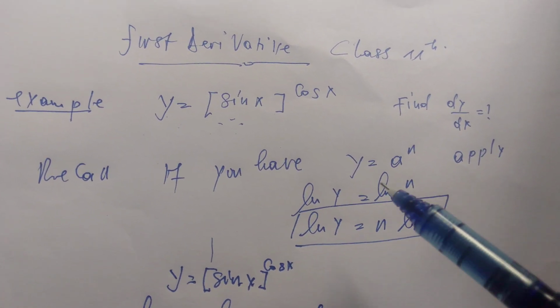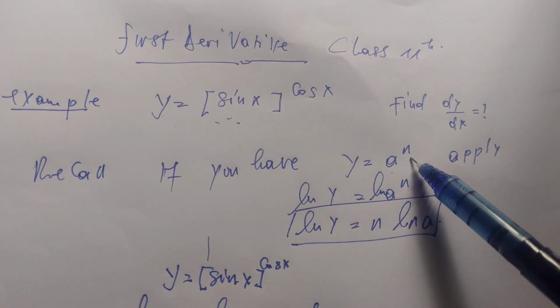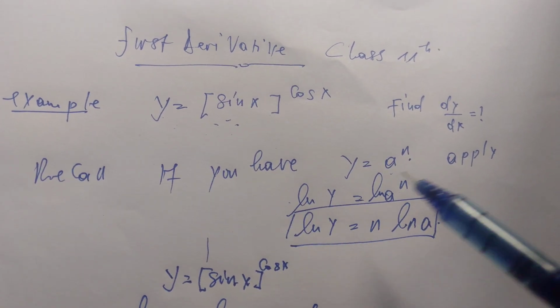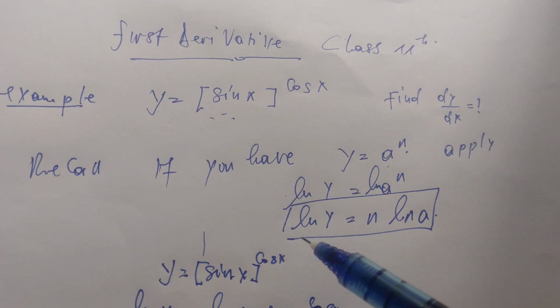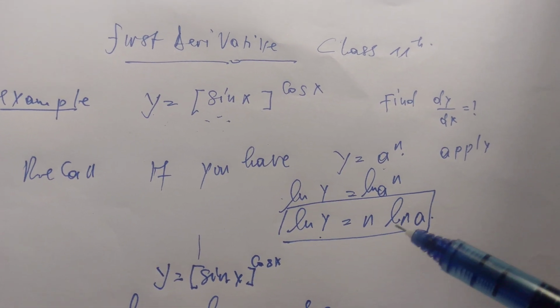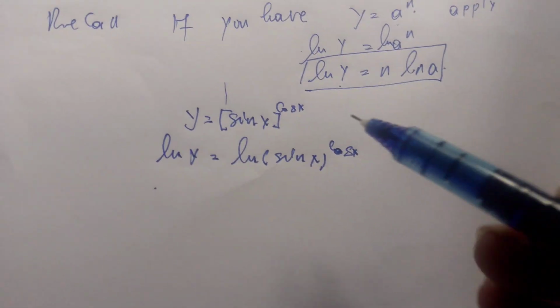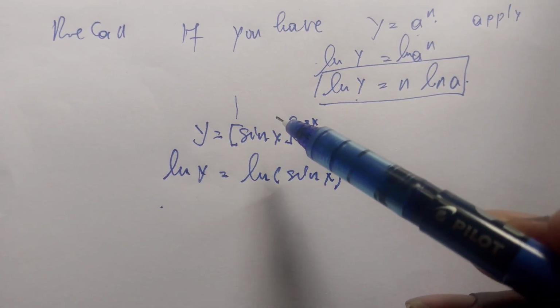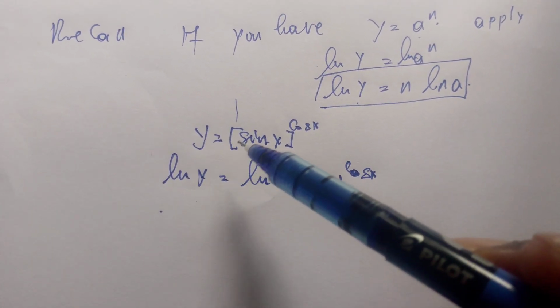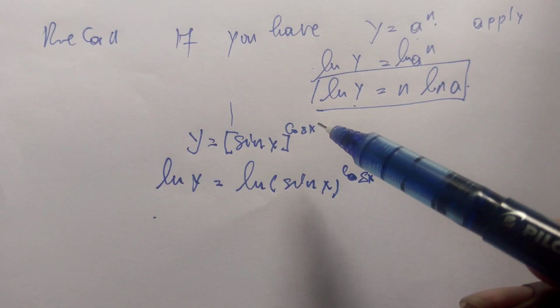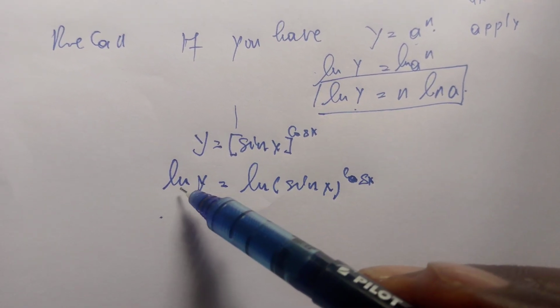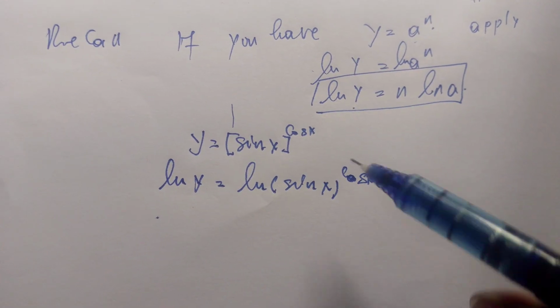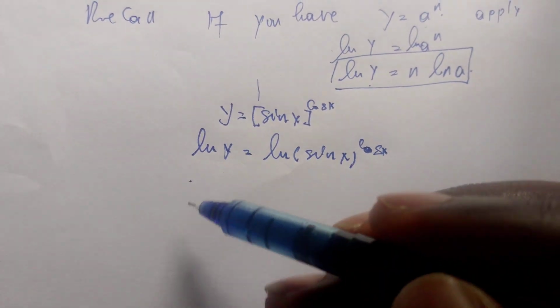If you have y equal to a to the power n, you can multiply ln on both sides and get ln y equal to n ln a. So according to this example, as you see, it is sine x to the power cos x. So when you multiply ln on both sides, we reach here.